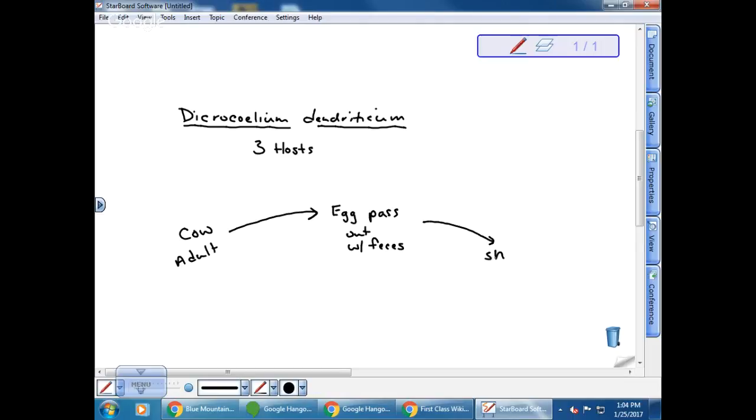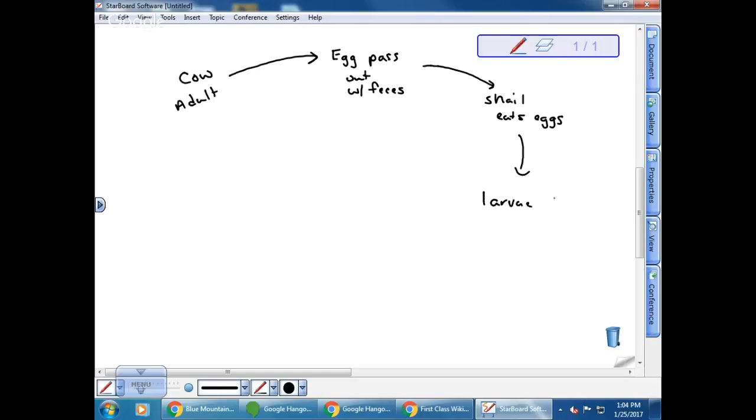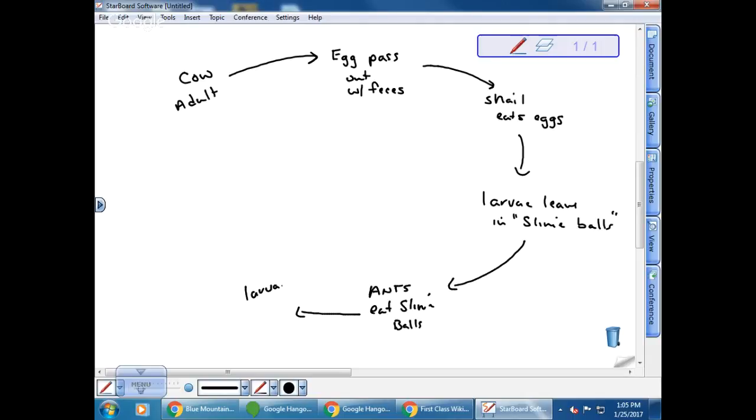Okay. We then have a snail that eats the eggs. So the larva kind of does a little damage to the snail in this particular instance, in that once the larvae develop, they leave the snail and they come out packaged in what are called slime balls, okay? So we'll say that the larvae leave in slime balls. Well, these slime balls are then eaten by ants. Right, so they eat the larvae, and the larvae travel to the ant's brain.